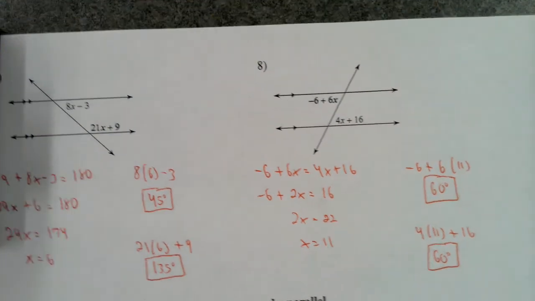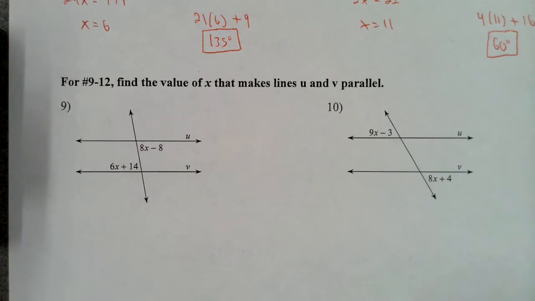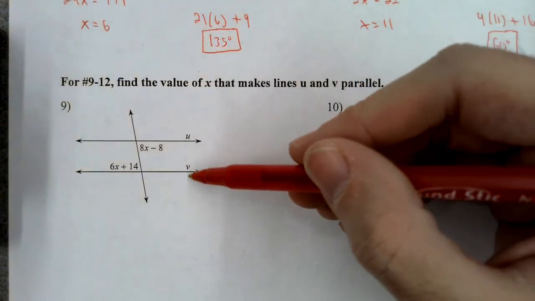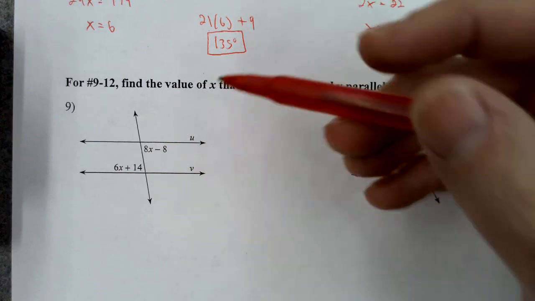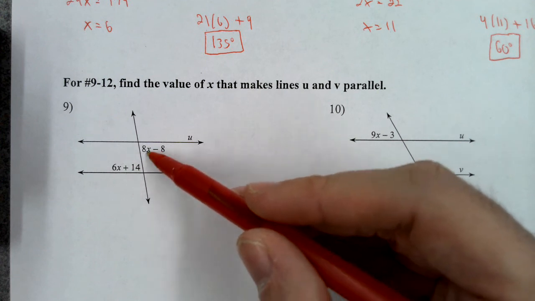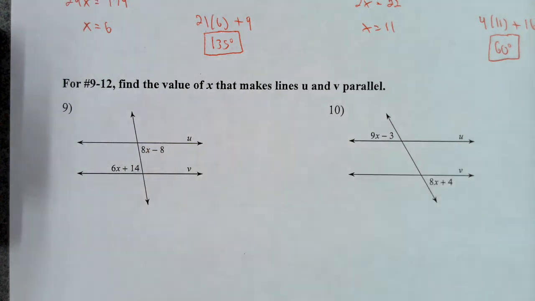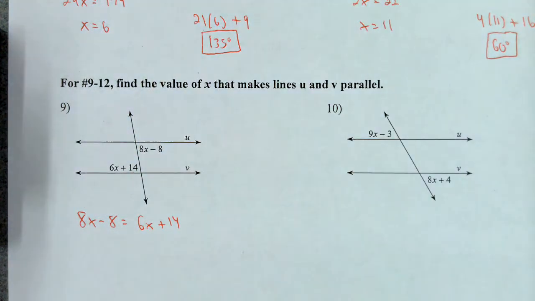Okay, now this bottom section, numbers 9 through 12. Find the value of x that would make line U and line V parallel. Okay? So these two are parallel if the alternate interior angles are congruent. So set them equal and solve for x. 8x minus 8 equals 6x plus 14.